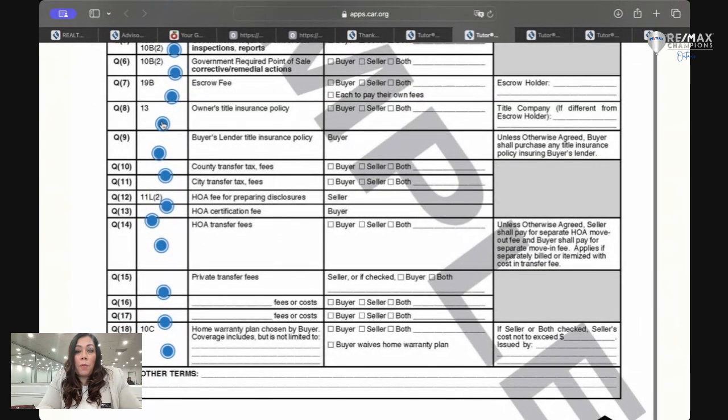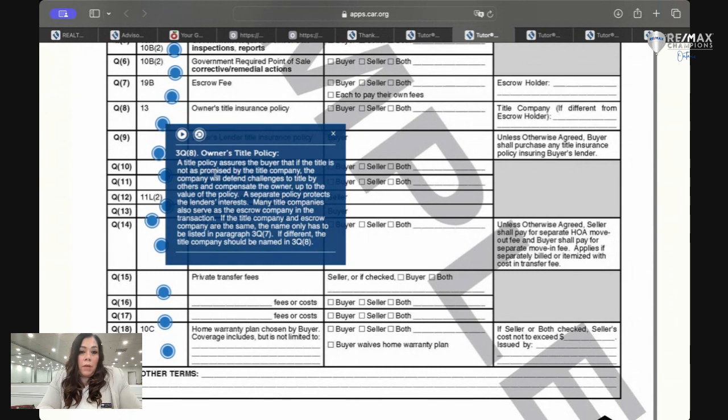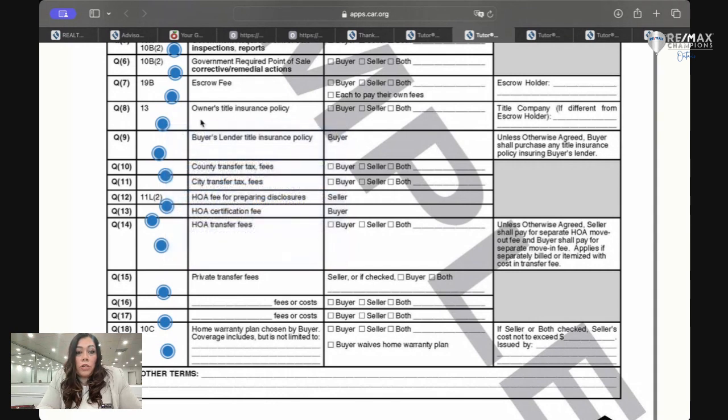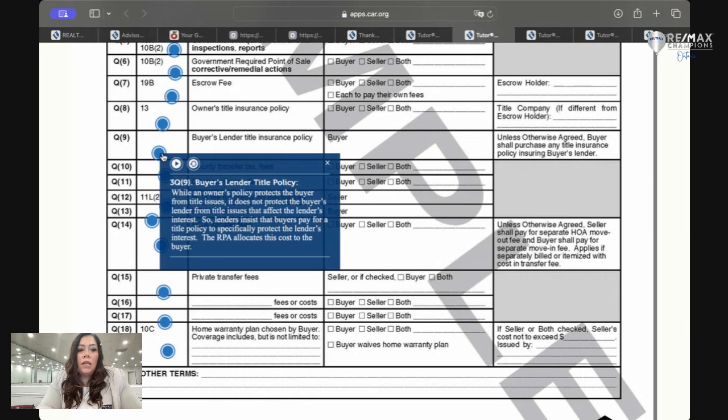Owner's title insurance policy. A title policy assures the buyer that if the title is not as promised by the title company, the company will defend challenges to the title by others and compensate the owner up to the value of the policy. So this is important to mark. Usually seller pays for a title policy when they transfer their home. And then you can write who you want in the title, seller's choice or the name of your title company.